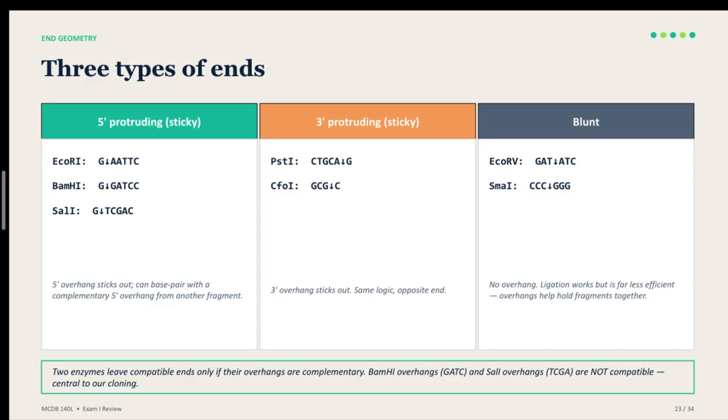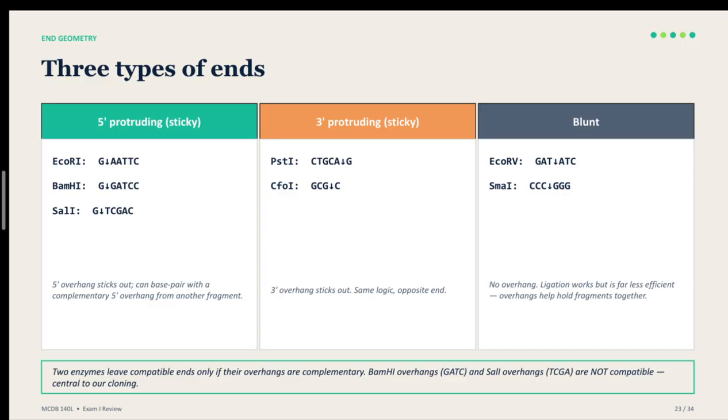What this means is you get an overhang that sticks out at the 5' end. 3' protruding sticky is slightly less common. You get an overhang at the 3' end. Personally, I've used pretty much all of these. The ones that you very commonly use are all of the 5' protruding ones, and you often use PstI. Blunt means no overhang, which means it can ligate to anything blunt, which is pretty inefficient.